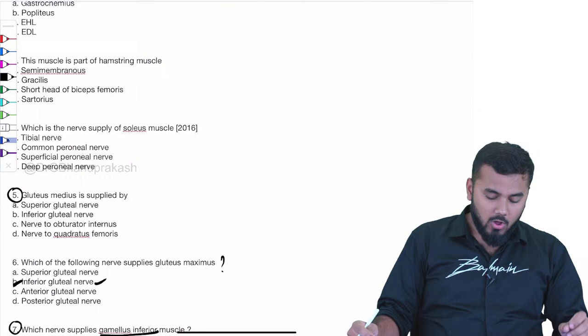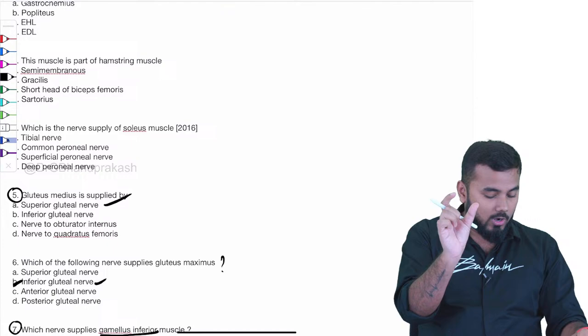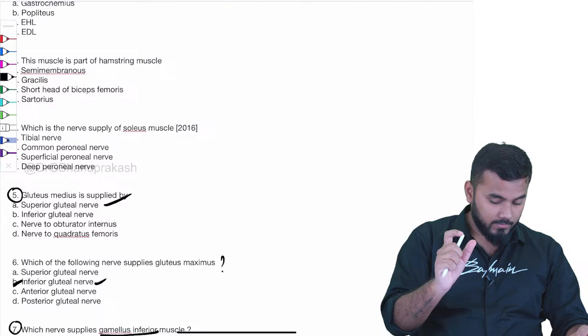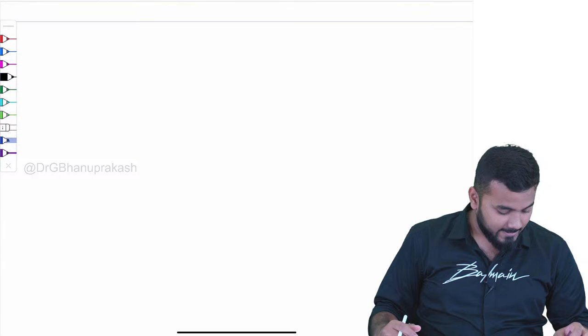Very good. Now I'm going to ask you, superior gluteal nerve also supplies? Also supplies what? Don't write the names of the muscles, just tell me that term. It supplies all three muscles. Together you call it as what? Very good. Trio muscles. Excellent, guys. I'm really happy for you. All of you are right.